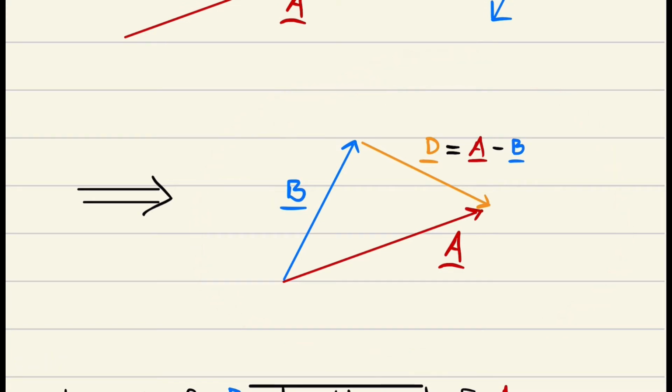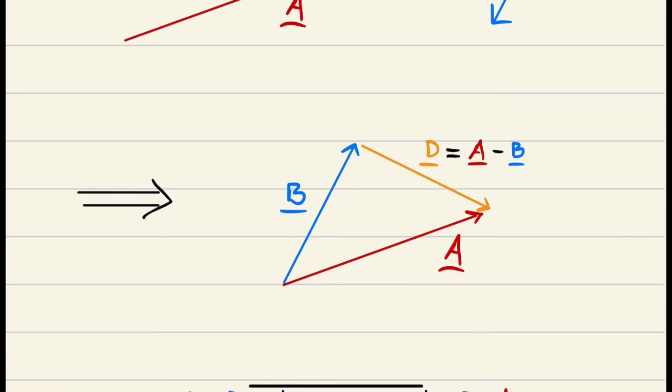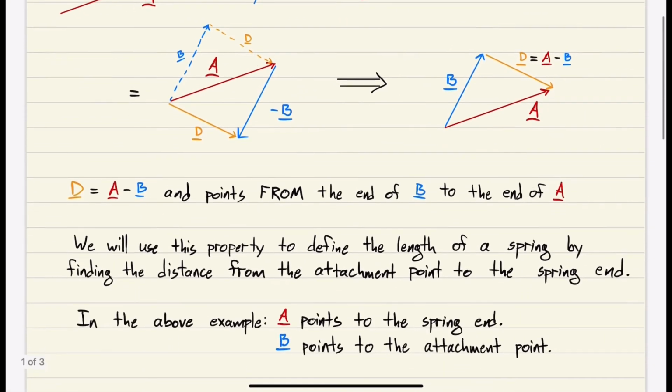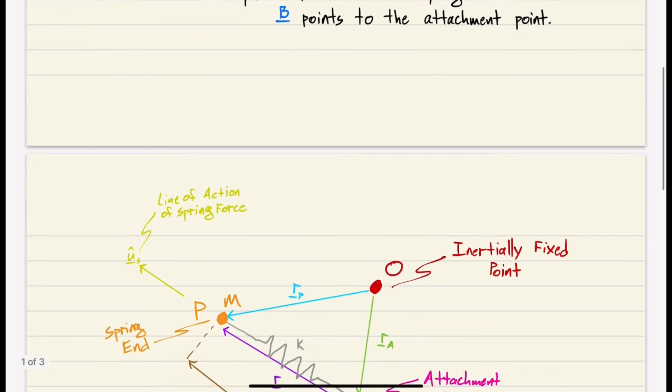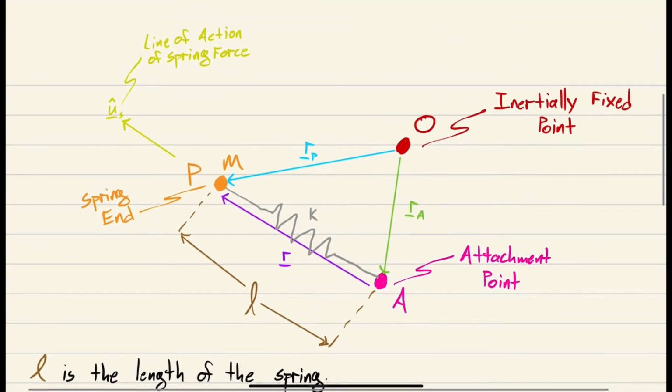That A minus B is the distance from the tip of B to the tip of A, provided that the two vectors are tail to tail. I'm going to say it one more time because it's important. A minus B is the vector that points from the end of B to the end of A, which is this vector D here. All right, I'm going to skip what's written down here because I just talked about it all, and we're going to go right into developing the spring force equation.